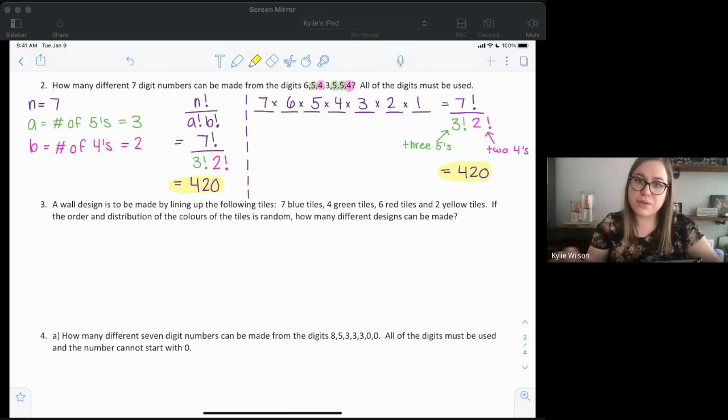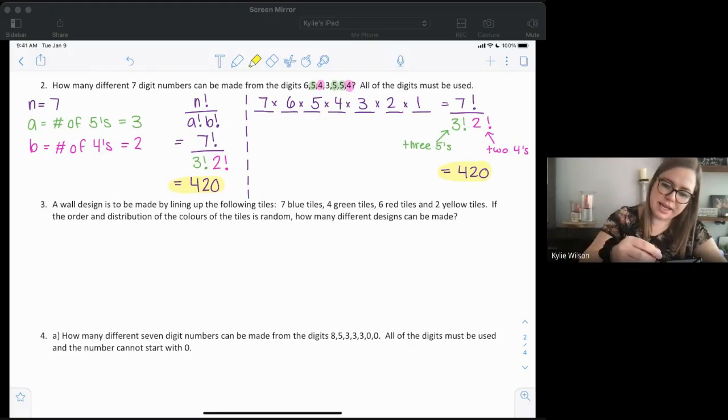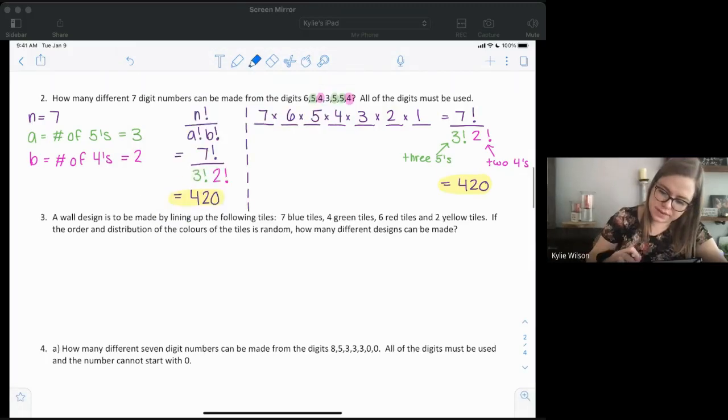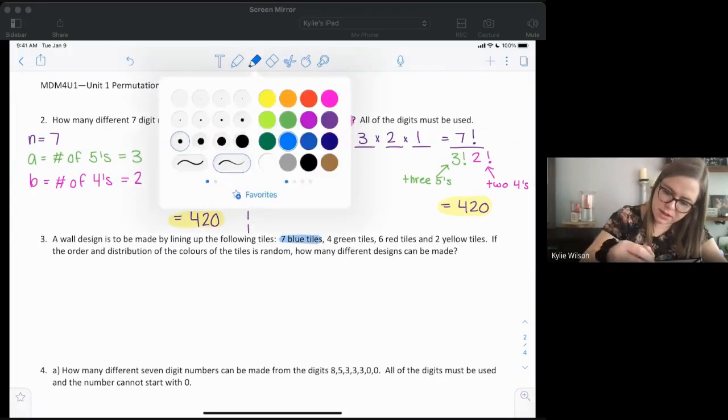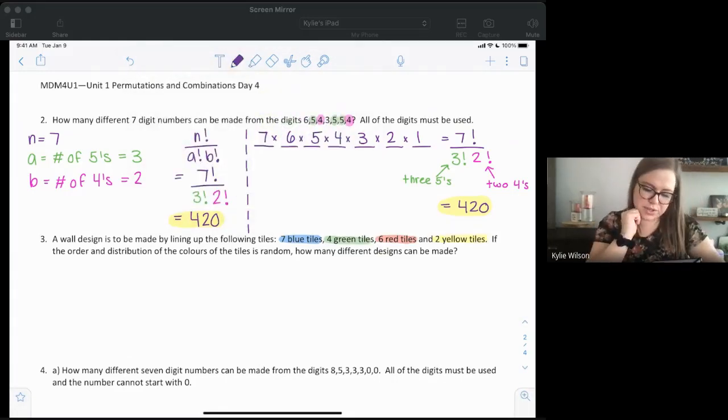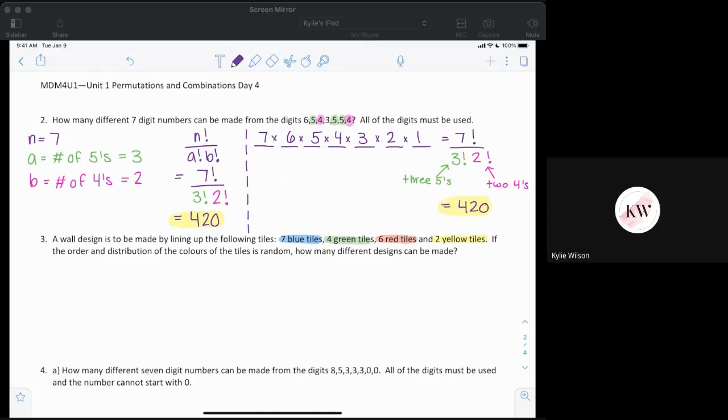Okay, so for 3, a wall design is to be made by lining up the following tiles. So we have 7 blue tiles, we have 4 green tiles, 6 red tiles, and 2 yellow tiles. If the order and distribution of the colors of the tiles is random, how many different designs can be made? So, depending on where the different colors are, it counts as a different design. This is how I know that order matters and this is a permutation.